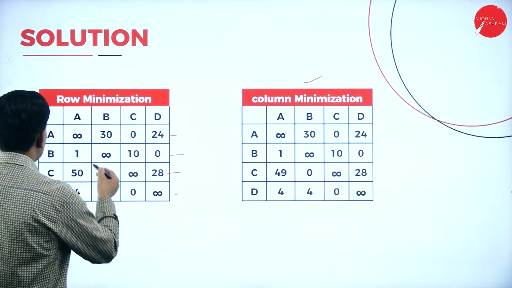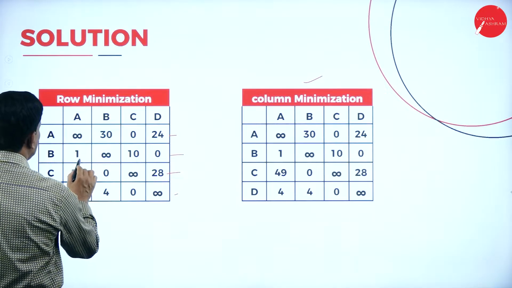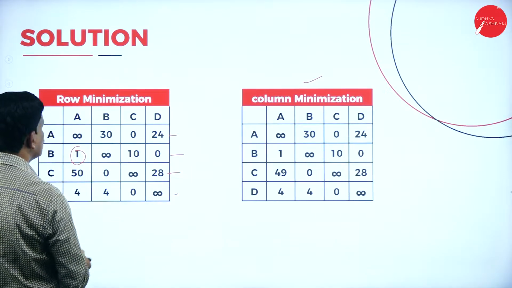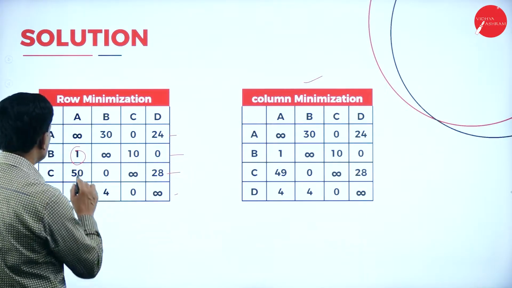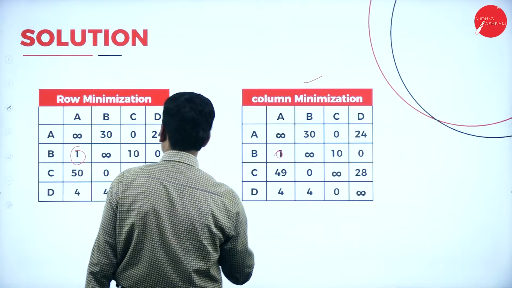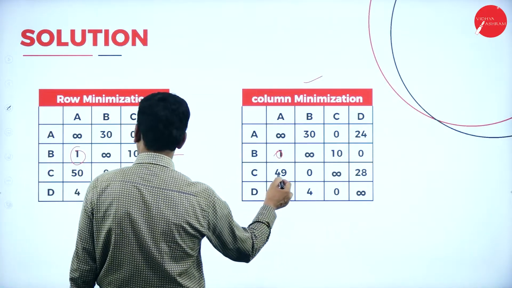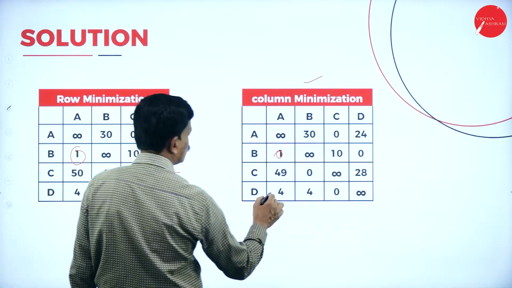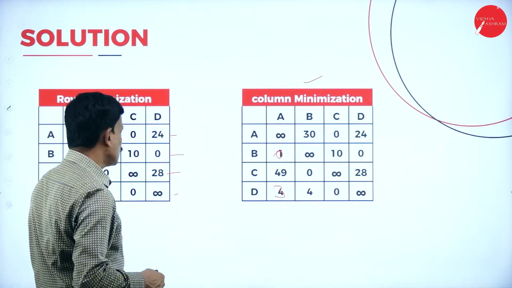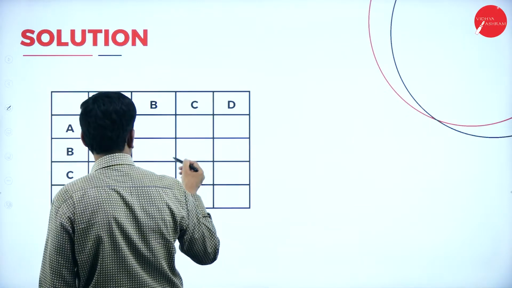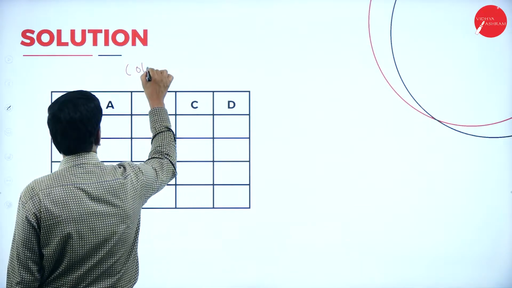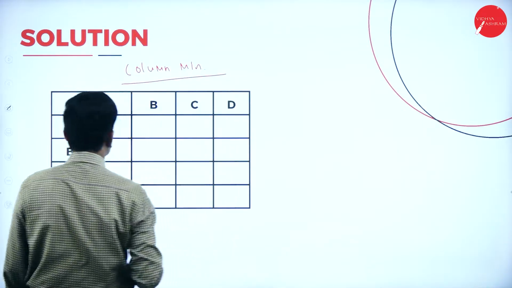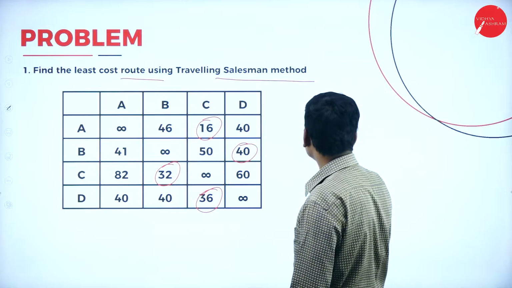Let us come to the column minimization. Here the minimum value is equal to 1, subtract each and every element by 1, infinite minus infinite as it is, 1 minus 1 is equal to 0, again 50 minus 1 is 49, 4 minus 1 is equal to 3, right. Now I will go to this column minimization. Okay, now let us come to the row minimization.